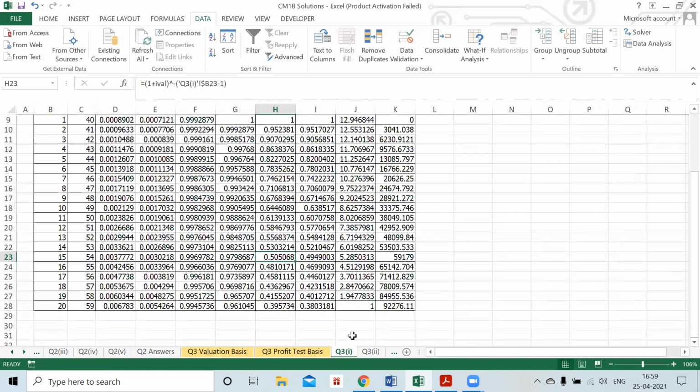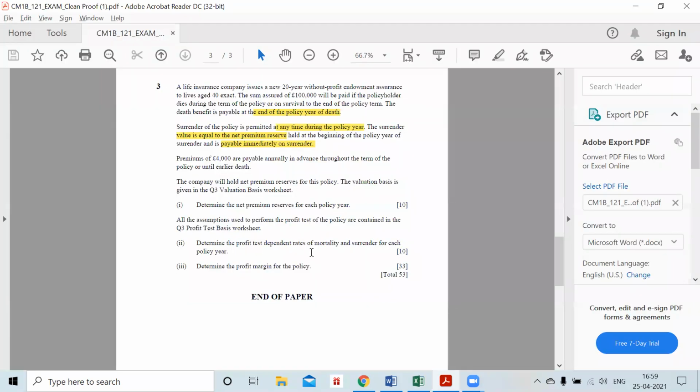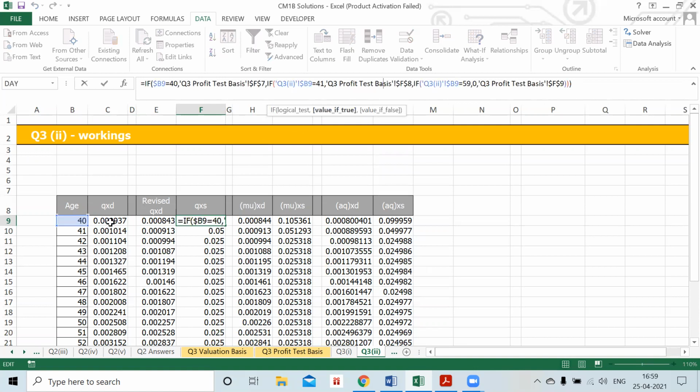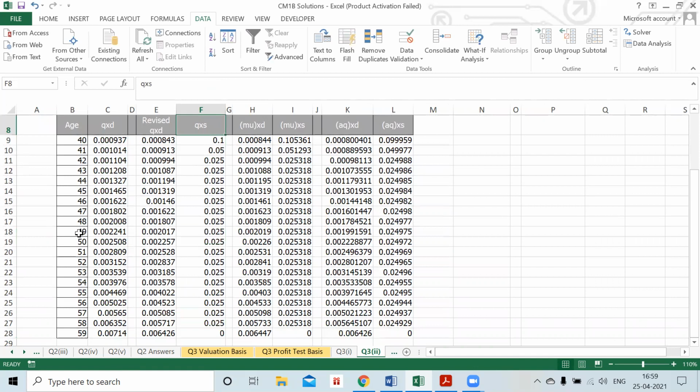Okay. So coming to question 3, part 2, they've told us to calculate the dependent rates of mortality and surrender. So we have to calculate AQXD, AQXS. First, revised QXD is nothing but 90% of the profit test mortality rates which we have been given in this sheet. Then QX surrender is whatever we have been given: at year 1 it is 0.1, year 4 it is 5%, 10%, 5%, and the remaining years it is 2%. Last year it is 0.